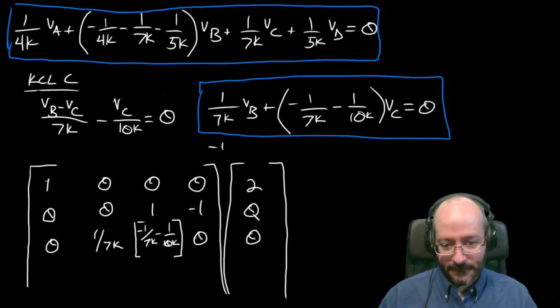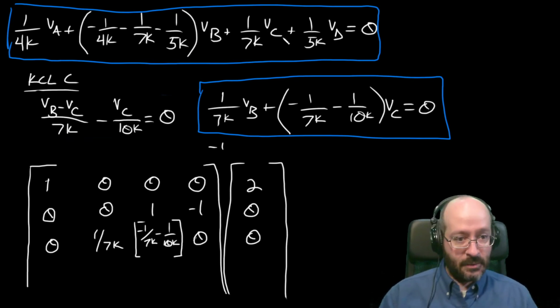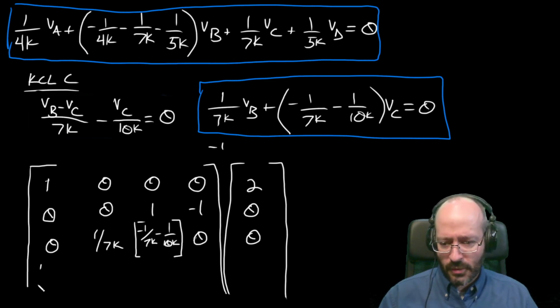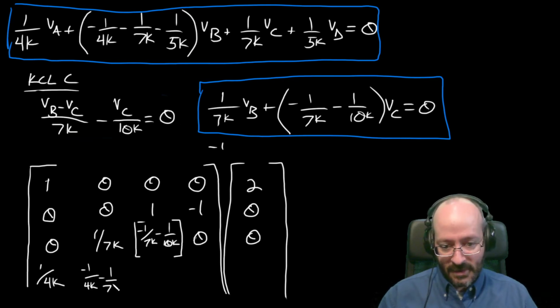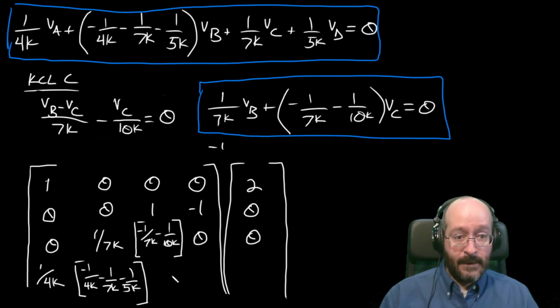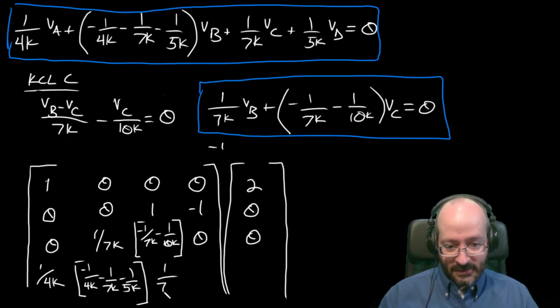Ooh, now this one. Ready? Going up to this equation. 1 over 4K, negative 1 over 4K, negative 1 over 7K, negative 1 over 5K. 1 over 7K. This is getting a little cozy in here, and 1 over 5K. And that's equal to 0.